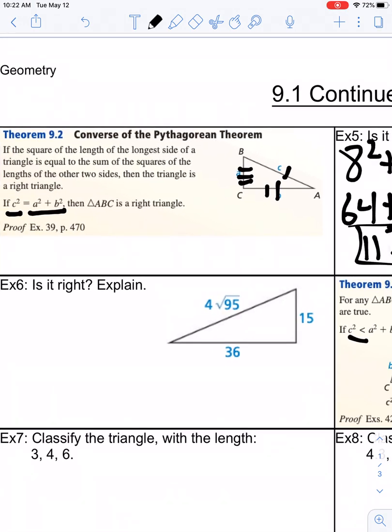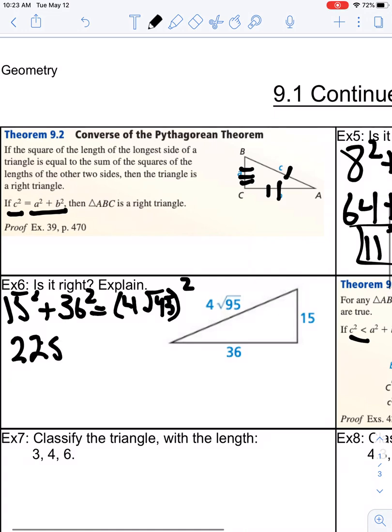Okay, so we can fit this all in one go. We're going to say that we have 15 squared plus 36 squared equals, again, this entire thing must be squared, so we have 4 squared times the square root of 95. Let me see if I can fit 95 in there. Okay, so we have that. We square 15, which gives us 225. We square 36, which gives us a value of 1296. I'm running out of space, so I'm going to go down here.